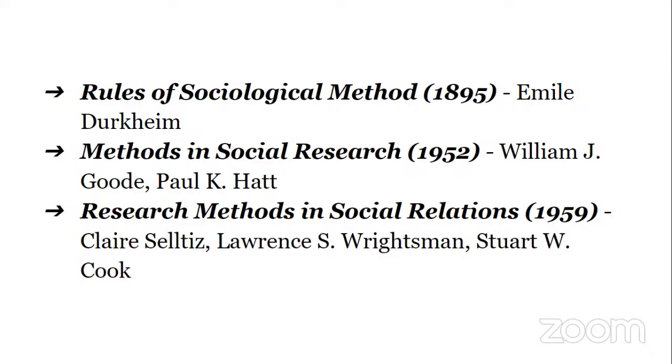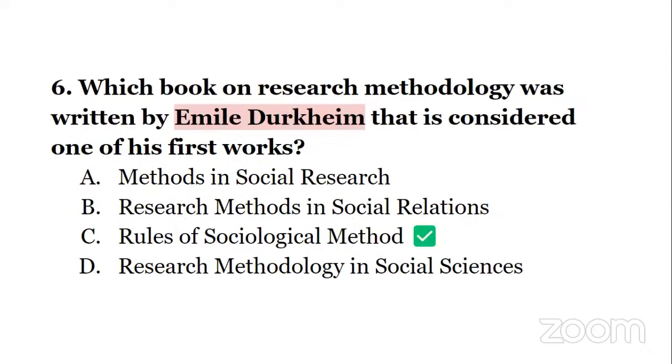It was written by Durkheim and it was first published in 1895. Then Methods in Social Research is written by William J. Good and Paul K. Hatt and was published in 1952. Then Research Methods in Social Relations was published in 1959 and it was written by Claire Selltiz, Lawrence S. Wrightsman, and Stuart W. Cook. So the right answer is option C, Rules of Sociological Method.